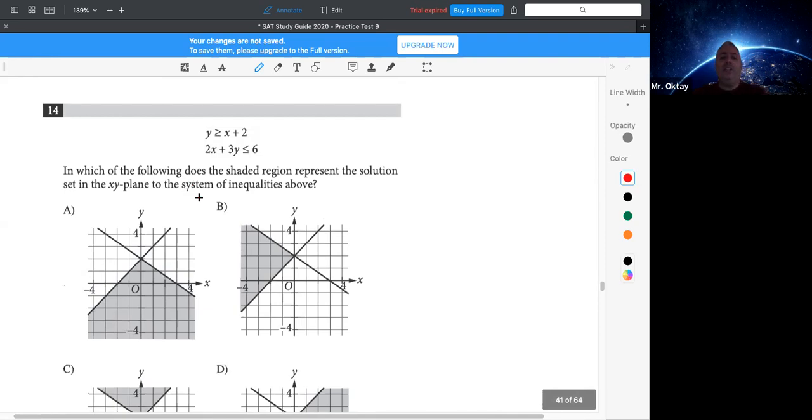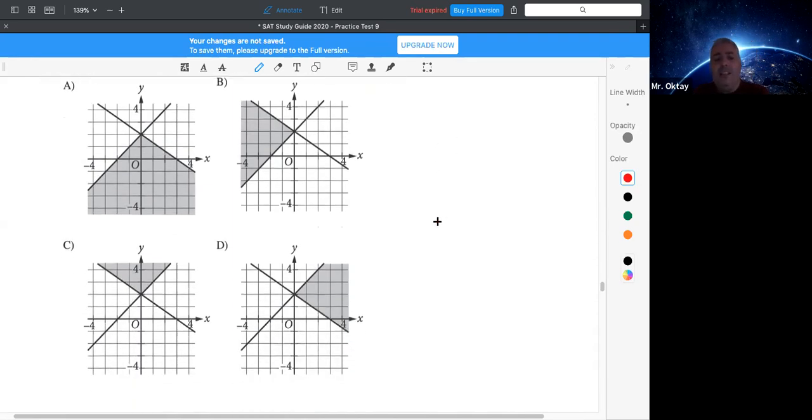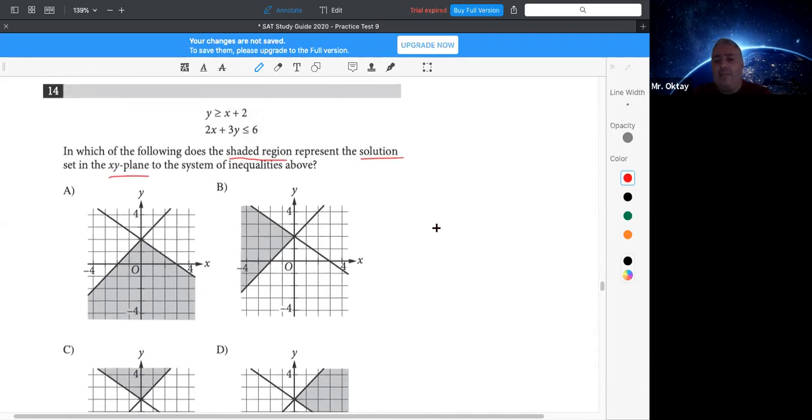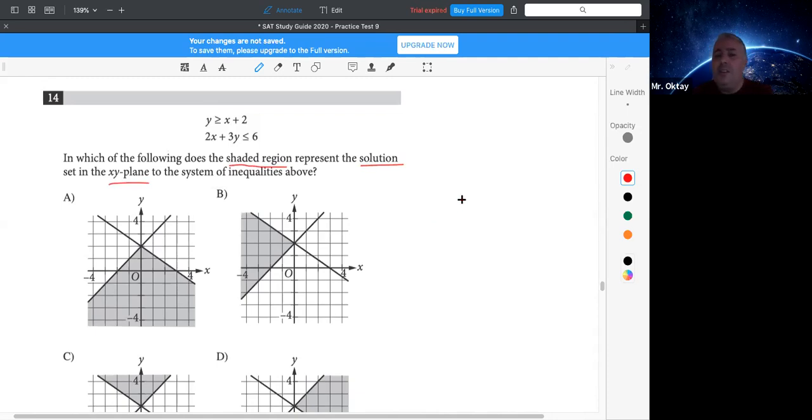Now, in which of the following does the shaded region represent the solution in the xy plane to the system of inequalities? There are lots of ways. Let us use the test technique. After that, I will do the normal way.